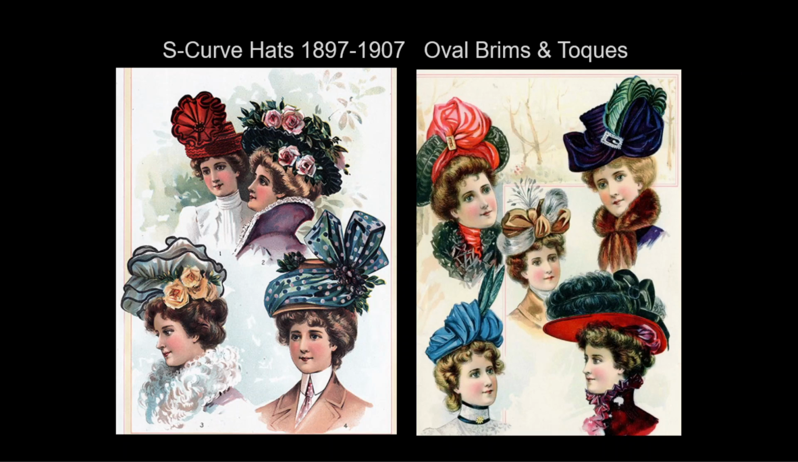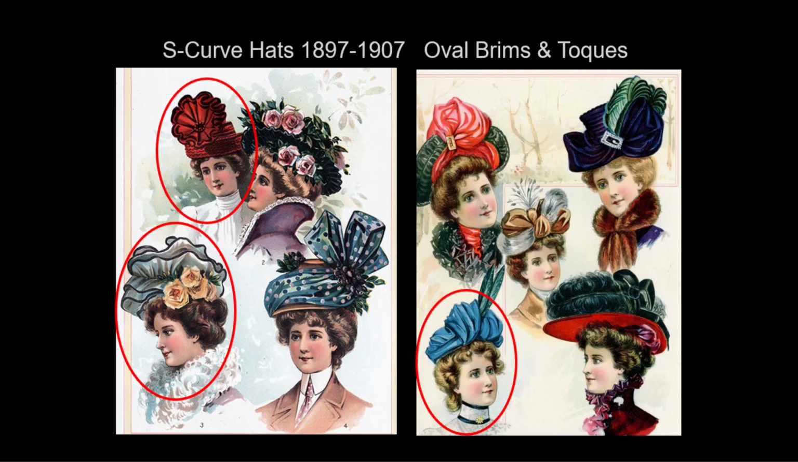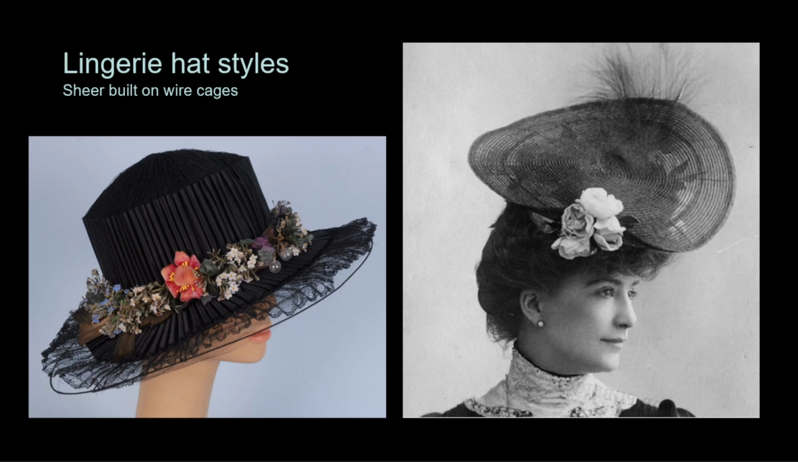Hats for the S-curve are smaller and taller to elongate the body, with the brim more narrow and oval-shaped. Toques return as a favorite style to add height. Hats were also available in the lingerie style, featuring delicate lace. These are built on wire cages or forms to give strength, yet be so thin you can see through them.